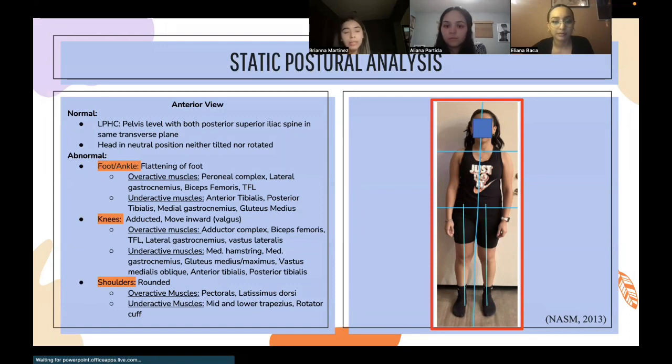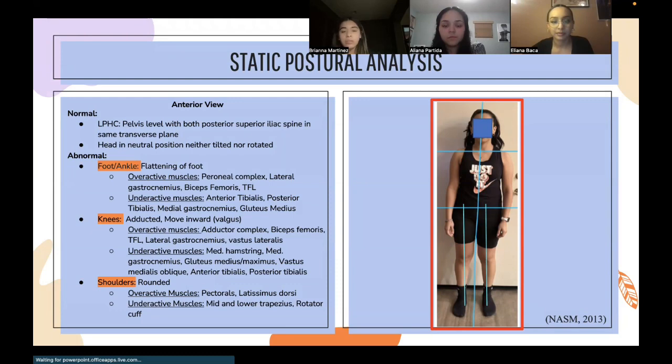As for the abnormalities, we can see that her foot is exhibiting a significant amount of flattening, and that can be due to the overactivity of muscles such as the peroneal complex, lateral gastroc, biceps femoris, and the TFL. As for the underactive muscles, we're going to be looking at the anterior tibialis, posterior tibialis, medial gastroc, and glute medius. Her knees can also be exhibiting adduction, so they move inward, causing a valgus motion.